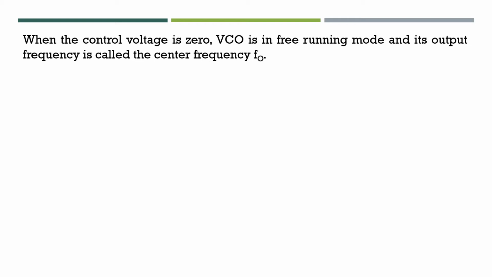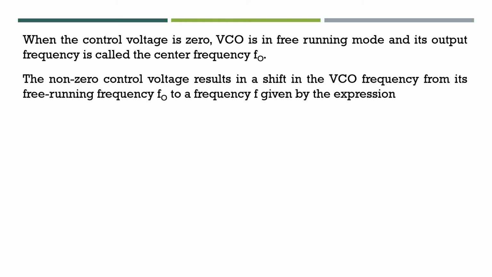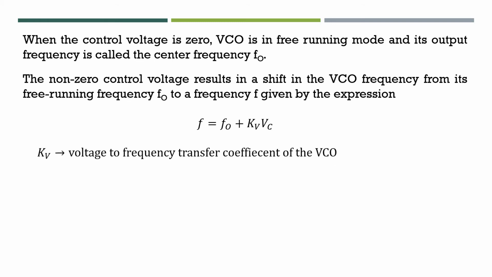If the control voltage is 0, the VCO is in free running mode and its output frequency is called the center frequency F0. A non-zero control voltage results in a shift in the VCO frequency from its free running frequency F0 to a frequency F, given by the expression F equals F0 plus Kv into Vc, where Kv is the voltage to frequency transfer coefficient of the VCO. So this will be the case if VE is having a particular value, if it is not 0.